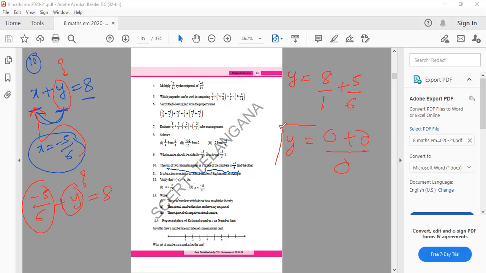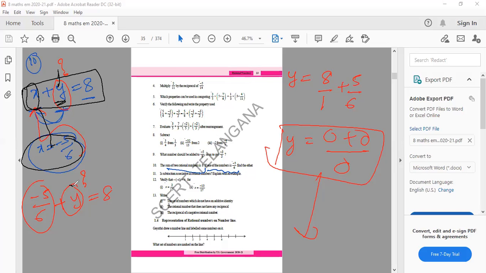What's the value of y? This is the final answer. You can continue this. I don't want to do it now. Clear? The question has to be clear: the summation of two rational numbers is 8. Out of these, one rational number is already mentioned, so you can substitute it. The rest of the rational number you need to find out. That rational number should be on the left side, and what you know you should send to the right side.